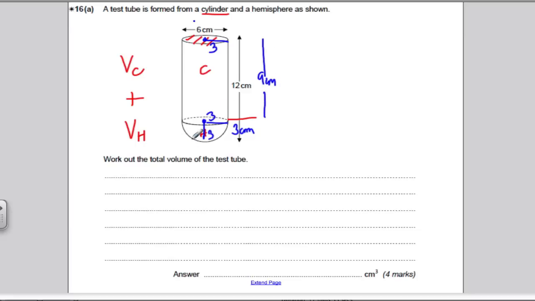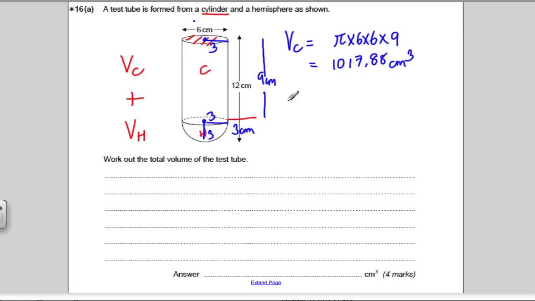Okay, and then we're almost there. Let's work out the volume of the cylinder. The area of the circle is pi r squared, pi times 6 times 6. And then you multiply that answer by the height, which we've got is 9. So you work that out, pi times 6 times 6 times 9, and you get 1017.88, and the unit centimeters cubed.